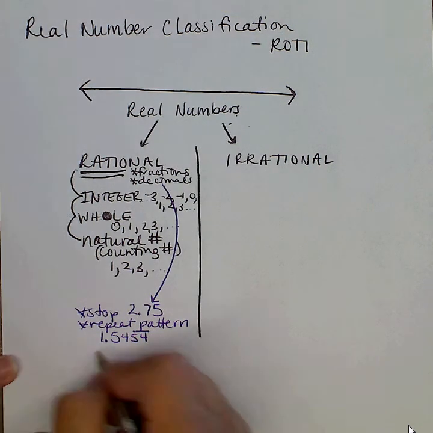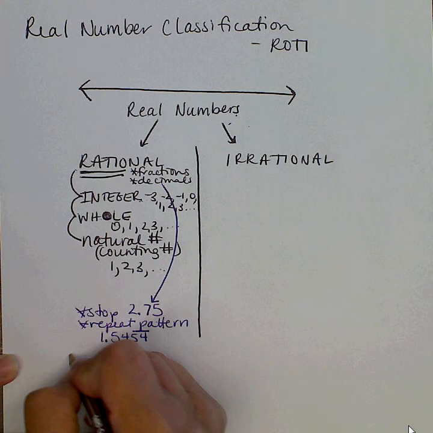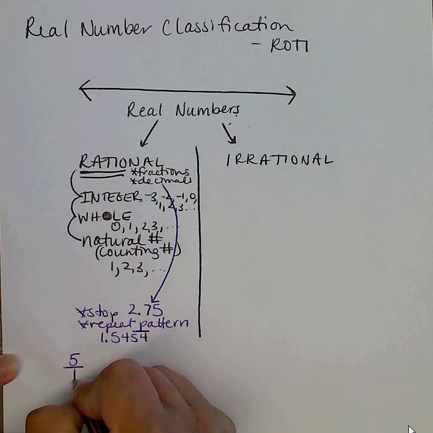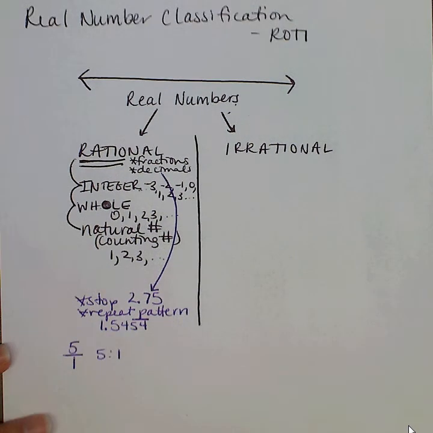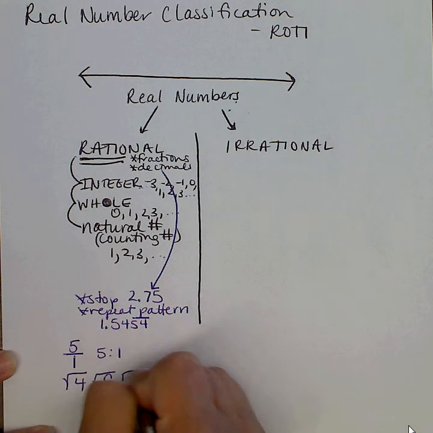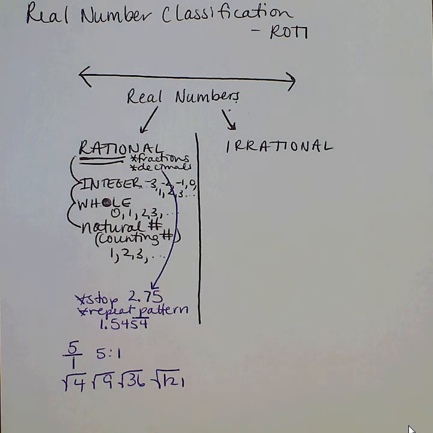An easy way to see some rational numbers is to take the numbers and put 1 underneath and see if that would make sense. Like 5 is rational because you could write it as a ratio of 5 to 1. 5 divided by 1. And then some other rational numbers would be like perfect squares, the square root of 4, 9, 36, 121, etc. So that almost sounds like all the numbers that you know.